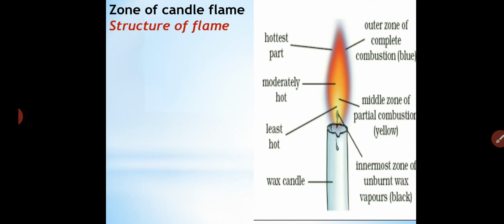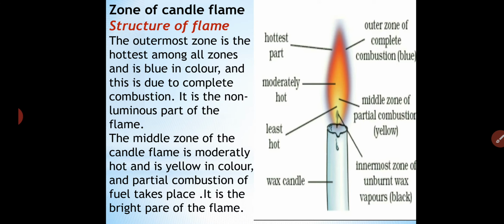Now structure of flame. The outermost zone is the hottest among all zones and is blue in color, and this is due to complete combustion. It is the non luminous part of the flame. The middle zone of the candle flame is moderately hot and is yellow in color. Partial combustion of fuel takes place. It is the bright part of the flame.